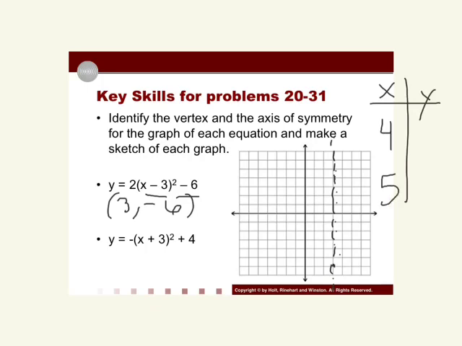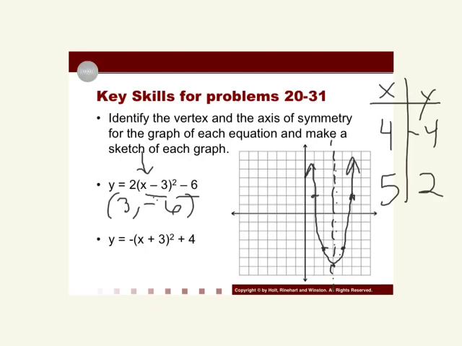So if I plug 4 in, and again, when I plug it in for x here, I'm just using order of operations to evaluate. 4 minus 3 is 1. 1 squared is 1. 2 times 1 is 2. 2 minus 6 is negative 4. Now I'm going to plug 5 in. 5 minus 3 is 2. 2 squared is 4. 2 times 4 is 8. 8 minus 6 is 2. And now I graph those 2 points. So I have 4, negative 4. And I have 5, 2. And then I'm just going to use the line of symmetry to pick the points that would be on the other side. And now I just make a sketch of my graph.